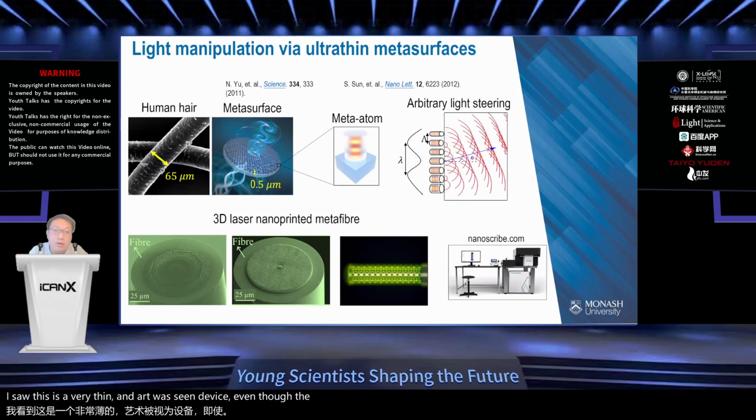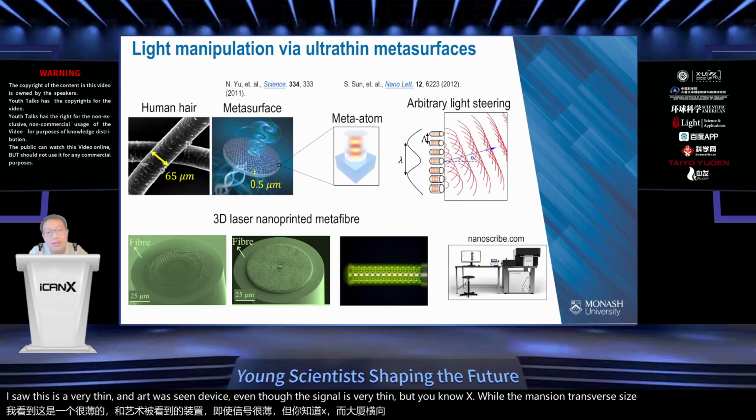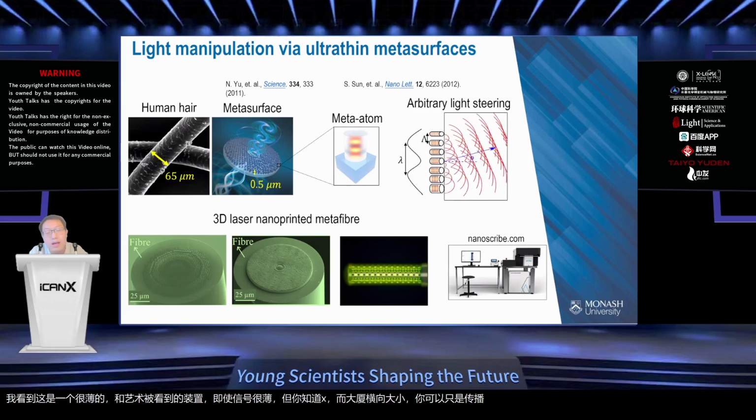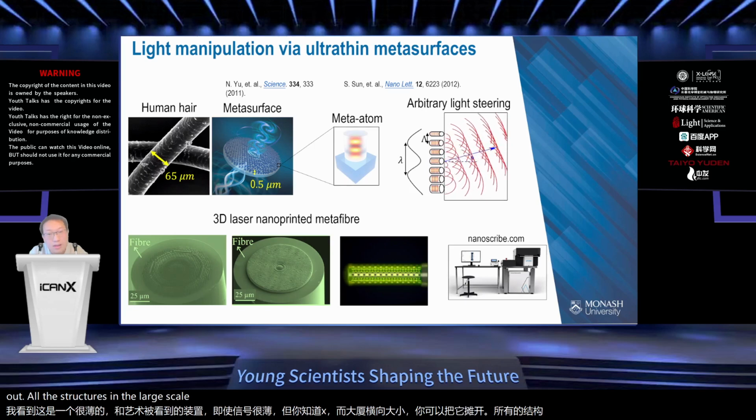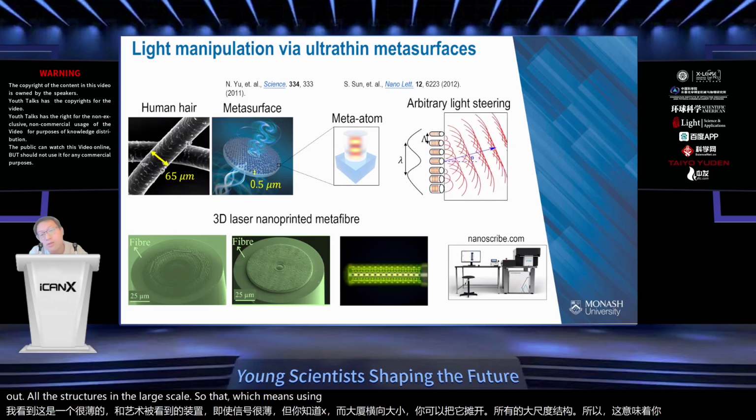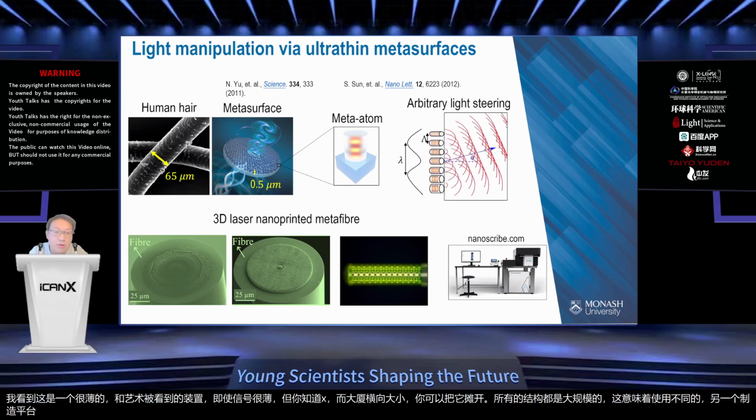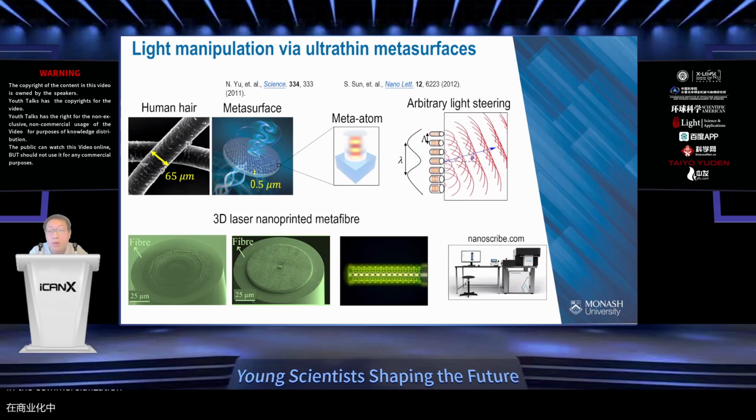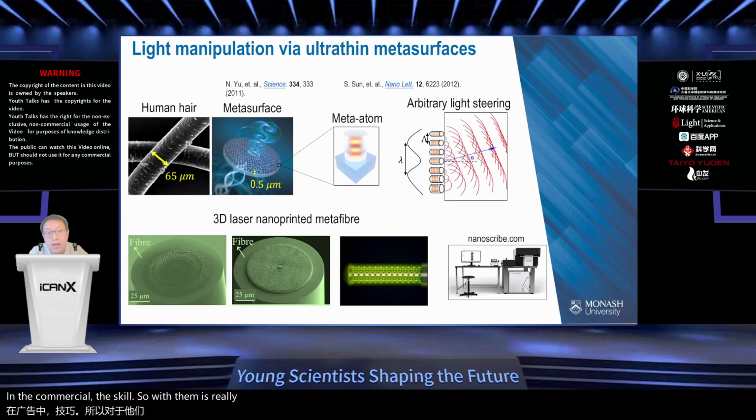Even though the thickness is very thin, in the XY dimension, the transverse size, you can spread out all the structures at large scale. Which means using the different nanofabrication platforms nowadays, you can make metasurfaces really at commercial scale. So it's a really useful device.